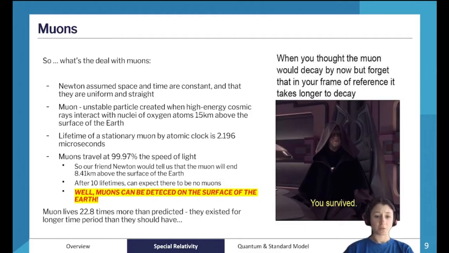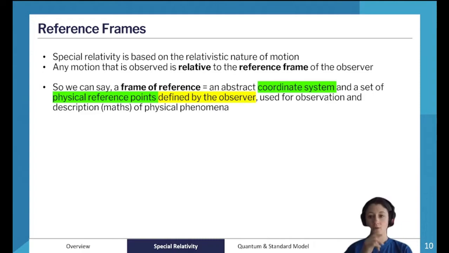But that's essentially what you need to know. You don't need to know all these stats or anything about 22.8, 99.97, yada, yada, yada. You don't need to know any of that. You just need to know the basic concept. All right, moving on to reference frames.